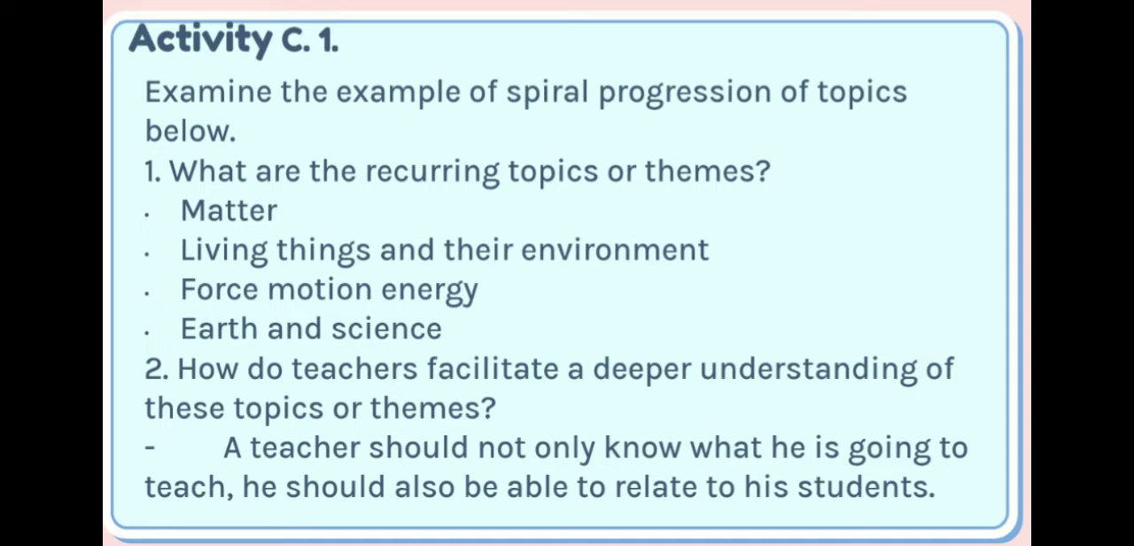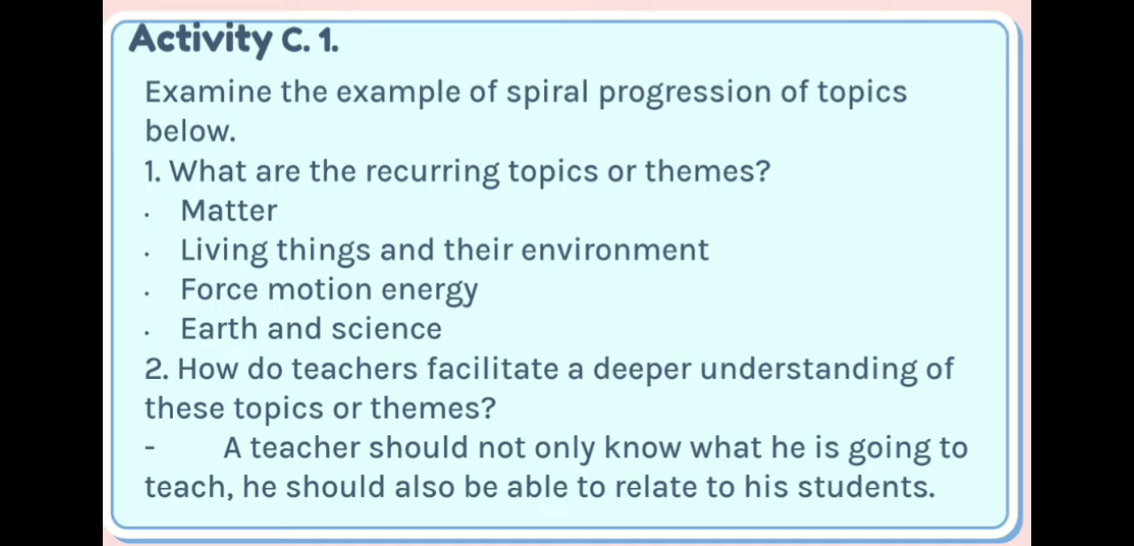The fourth one is earth science. The four basic areas of earth science study are geology, meteorology, oceanography, and astronomy. Earth science is the study of the earth and its atmosphere. Within this area of science, there are four branches that focus on specific areas of earth science. That's all for the recurring topics or themes of the spiral progression of science.